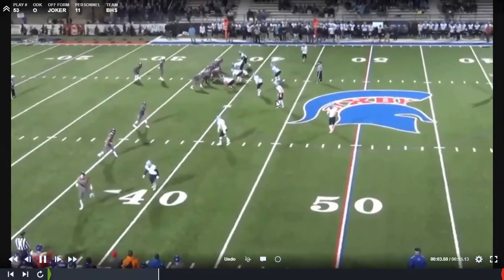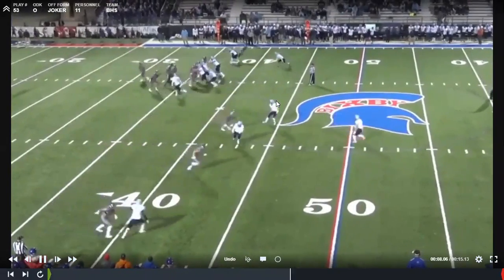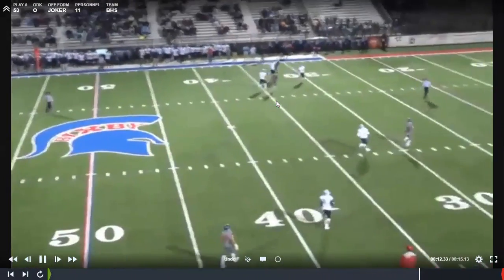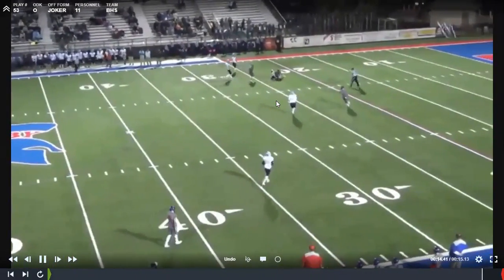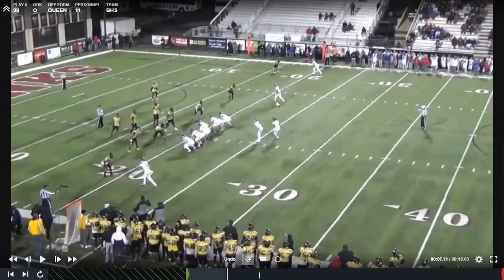Joker is also a 3-by-1 formation, but this time you have the tight end aligning opposite trips. The tight end actually ends up catching the ball on this play. And here we have queen, which is more similar to shoot, as you have 2 receivers to the top of the screen and 2 to the bottom when you factor in the X and the tight end. Again, it's 11 personnel with 1 tight end in the game and 1 back in the backfield.